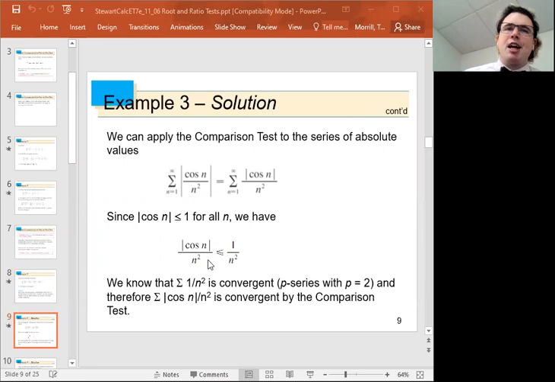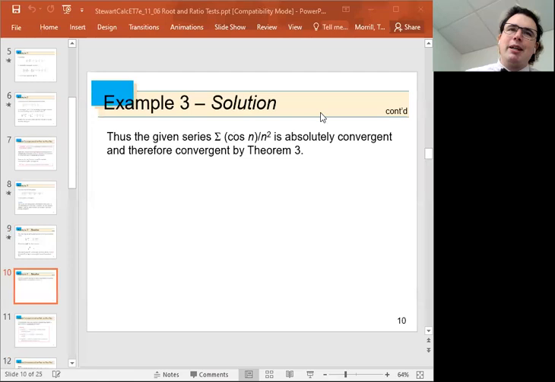So that means that the sum of all of my fractions, absolute value of cosine of n, all on n squared, that also converges. So my original series is absolutely convergent. And since absolute convergence gives me convergence, then this converges to some limit.